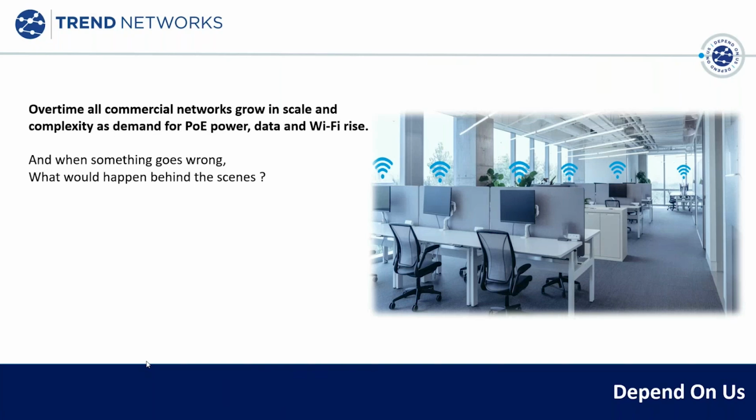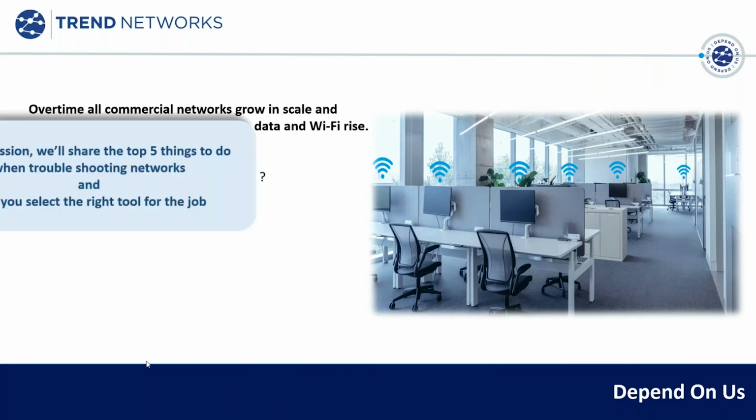If we look around an office, we can see that over time, all commercial networks grow in scale and complexity. Right now, it's the demand for PoE, Power over Ethernet, and Wi-Fi. So as those increase, it adds complexity to the network. You can imagine when something goes wrong, what would happen behind the scenes.